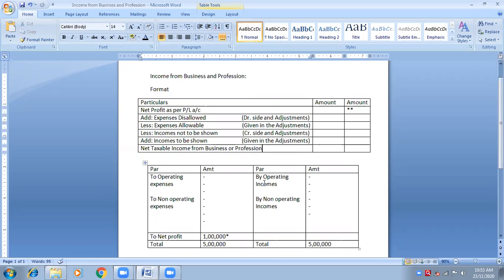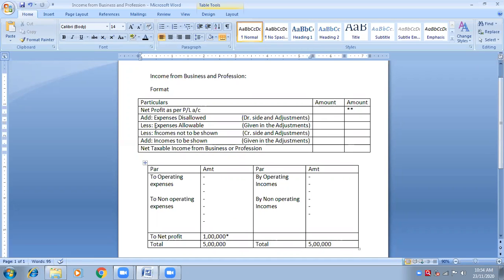Okay. Now next is add, last. Add incomes to be shown, but forgot to show. But we forgot to show it. Now listen very carefully. Some incomes are operating incomes. Suppose your operating income is sales. Your sales was 1 lakh, but by mistake you have shown it as 80,000. Now 20,000 was not shown. It has to be shown.